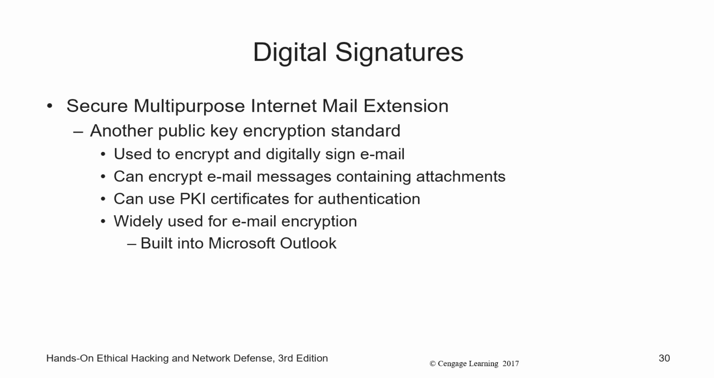S/MIME, or Secure Multipurpose Internet Mail Extension, is another public key encryption standard, and it's used to sign email as well, like PGP. It can encrypt and digitally sign email and encrypt email messages with attachments. It uses PKI certs for authentication, and it's built into Outlook.